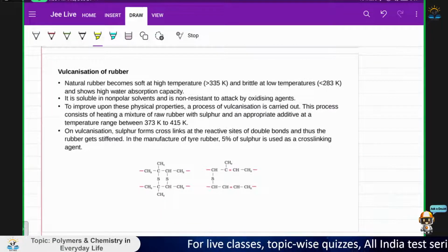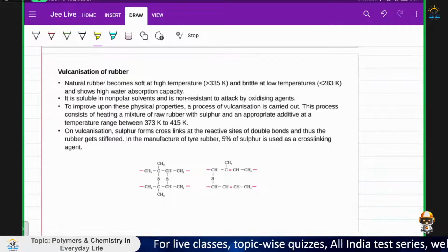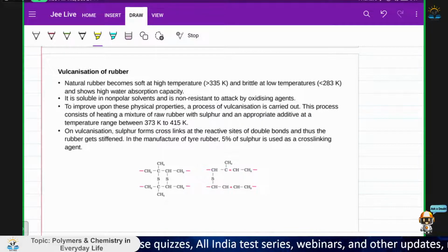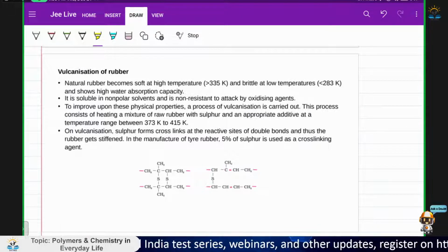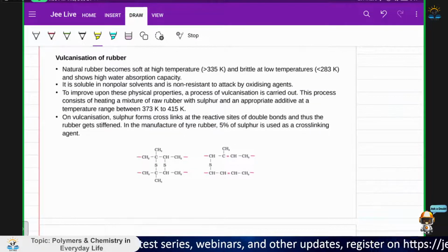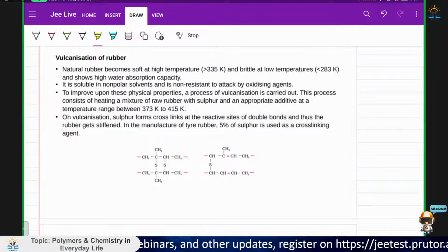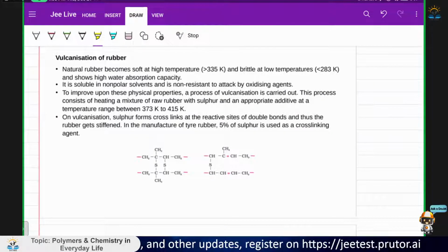Now, vulcanization of rubber. Natural rubber becomes soft at high temperatures and brittle at low temperatures. So rubber breaks easily at low temperature, becomes soft at high temperature, and shows high water absorption capacity. It is soluble in non-polar solvents and is not resistant to attack by oxidation. So natural rubber has all these drawbacks.